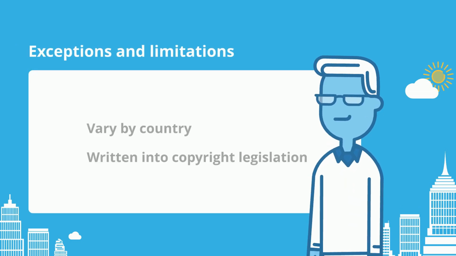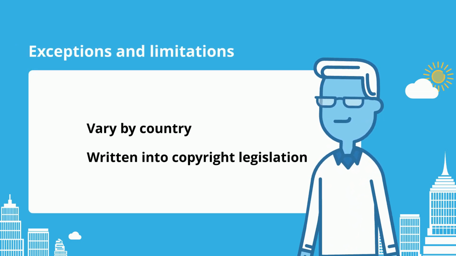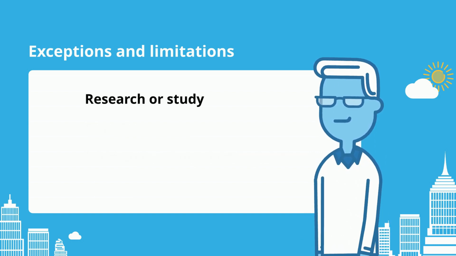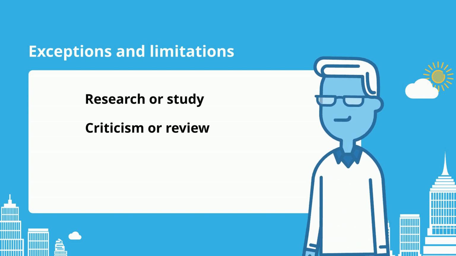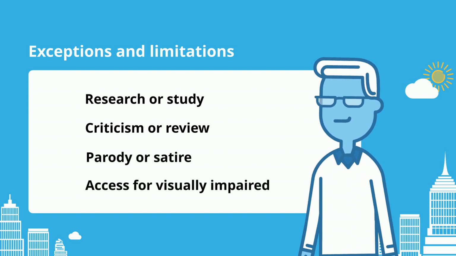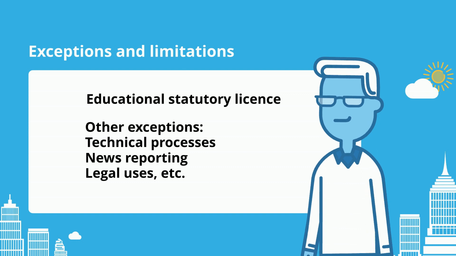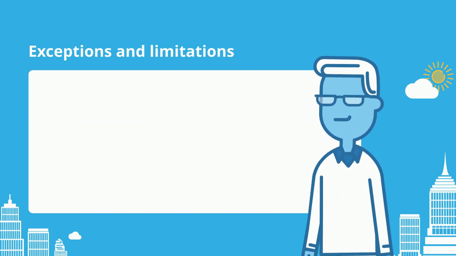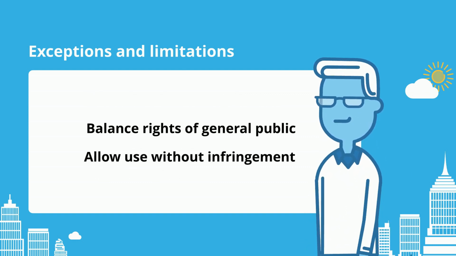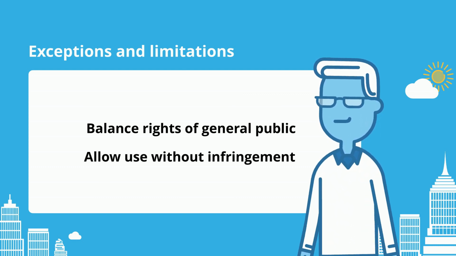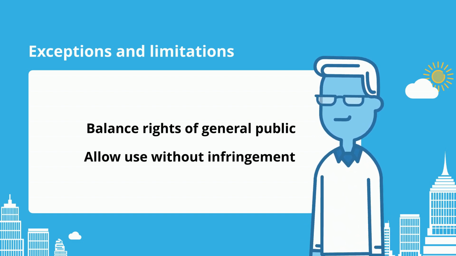Some uses of copyrighted works rely on exceptions and limitations built into Australian copyright legislation. These include research or study, criticism or review, parody or satire, access for the visually impaired, the educational statutory license for use with teaching, and others including technical processes, news and legal use, and so on. These exceptions and limitations mean that certain uses can be made of copyrighted works without seeking permission. To avoid potential infringement, always check and follow the requirements for this usage.